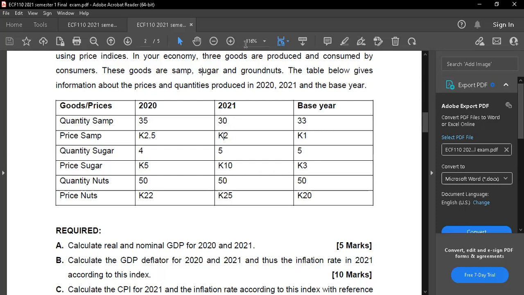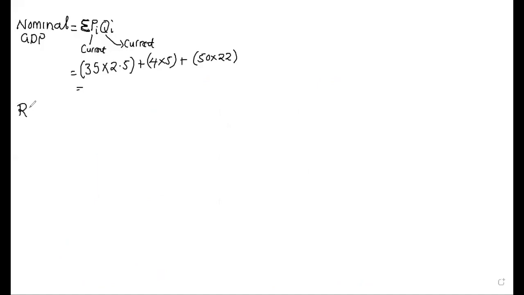So in other words, if you get the formula, you're going to say real GDP. This is GDP that takes into account inflation. So real GDP will be equal to the summation of P_i, which is the current price, times the initial price, rather it's P naught, times Q_i. So this just means current quantity.